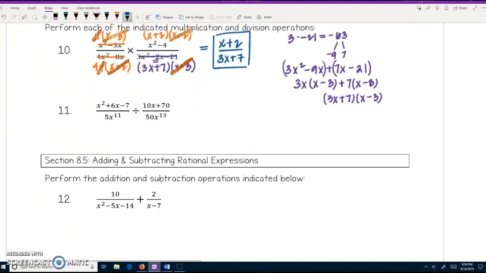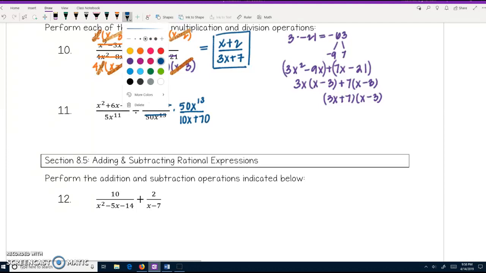Number 11 is division. And so here I want to flip first, and then I can simplify. So I'm just going to rewrite this term so that I'm really multiplying instead of dividing. And then I got this 10x plus 70 down below. So I'm going to cross those out. Now I want to look for what can factor. So top left, I want to think about what multiplies to negative 7 that adds to positive 6. And that's going to be an x plus 7 and an x minus 1.